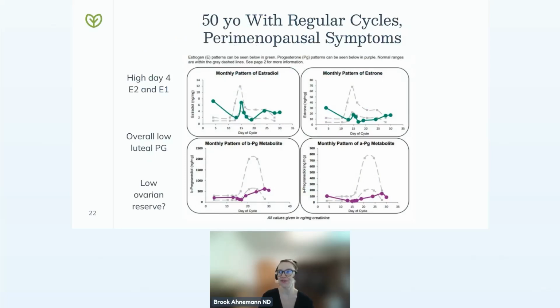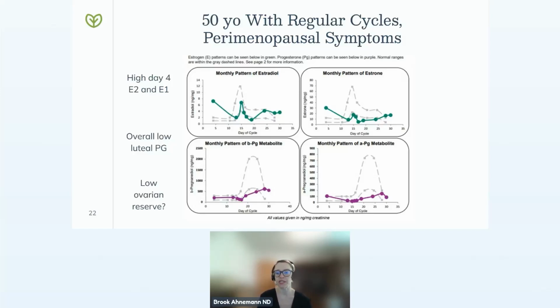So this one is a 50-year-old with regular cycles and perimenopausal symptoms. You can see very clearly here there's some estrogen dominance over progesterone in that luteal phase, which can be very typical of perimenopause. The beta pregnanediol is barely getting into that luteal range by the end of the cycle, whereas estradiol is more running towards the upper end of range through that luteal phase. The other thing that's interesting is we see that high day 4 estradiol level, and that could be a marker that may suggest diminished ovarian reserve. So we do see that in older, later perimenopause patients.